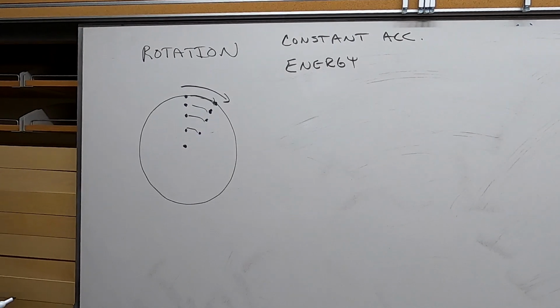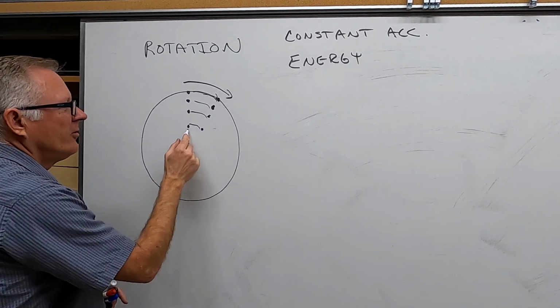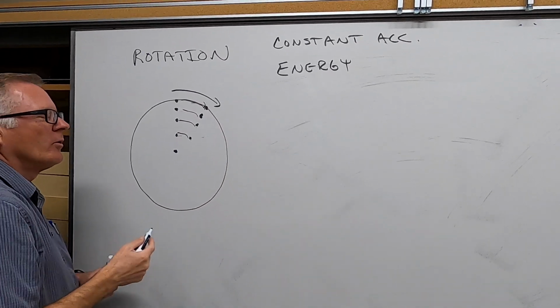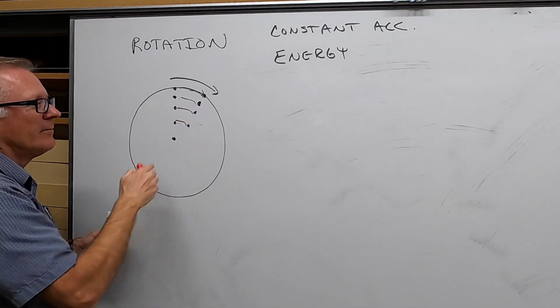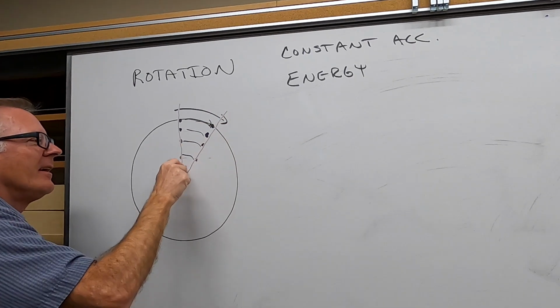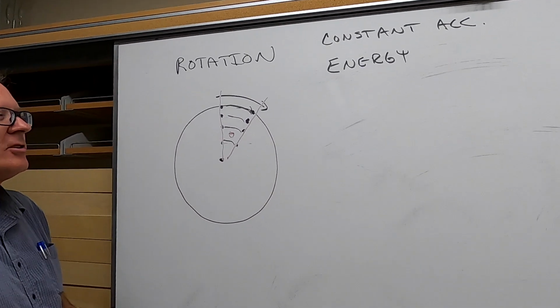So if we're going to specify a rotational distance, we don't want to use this distance here, because then it depends on where you're talking about. What we'd rather use is theta. They all went through the same angle. So what we'd like to use is this angle, theta, because they all turn through the same angle.